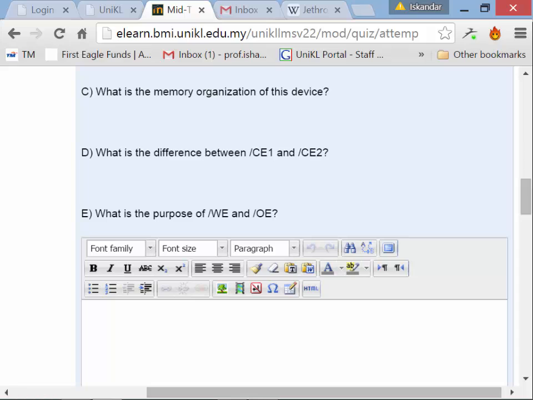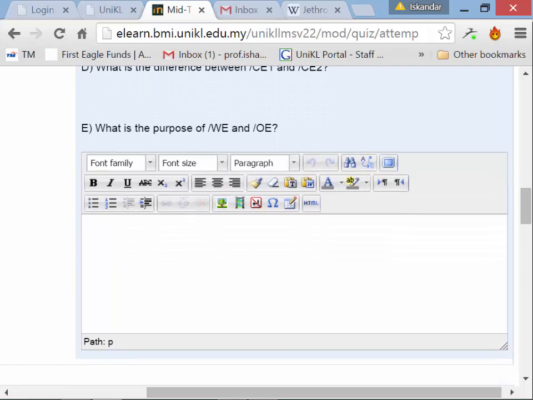Because sometimes we use these chip selects as part of our addressing scheme. Explain the purpose of write enable not and output enable not. Again, I talked about that a minute ago. During a write cycle, the write enable line is taken low. During a read cycle, the output enable is taken low. That's how the chip looks at the difference between a read and a write cycle.